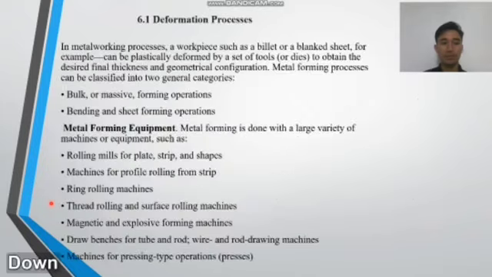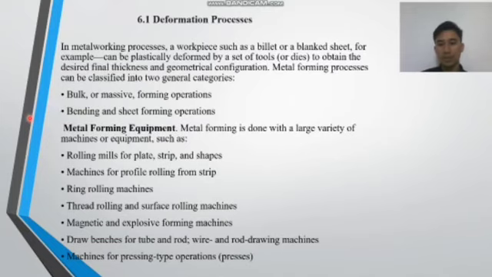Next, 6.1 Deformation processes. In metalworking processes, a workpiece such as a billet or a blank sheet, for example, can be plastically deformed by a set of tools or dies to obtain the desired final thickness and geometrical configuration. Metal forming processes can be classified into two general categories: bulk or massive forming operations, and bending and sheet forming operations.